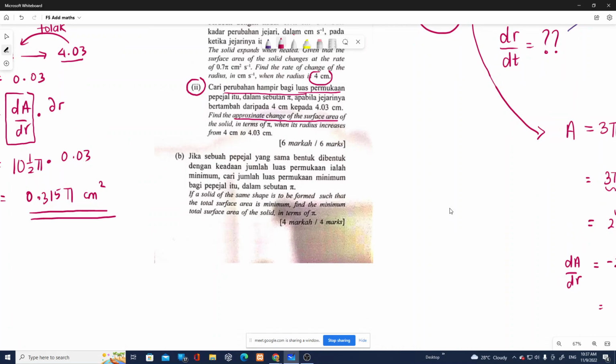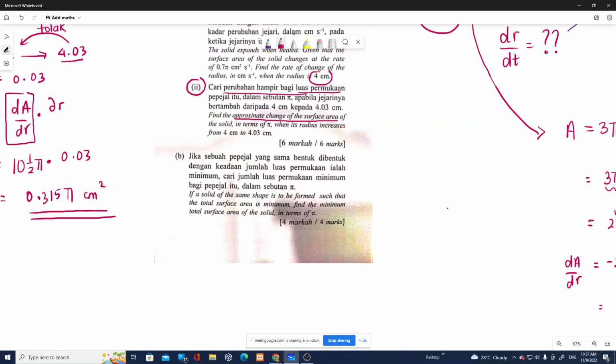Jika sesebuah pepejal yang sama bentuk dibentuk dengan keadaan jumlah luas permukaan ialah minimum, cari jumlah luas permukaan minimum bagi pepejal itu dalam sebutan pi. If a solid of the same shape is to be formed such that the total surface area is minimum, find the minimum total surface area of the solid in terms of pi. Understand? Tahu buat? Macam mana nak buat soalan ni?